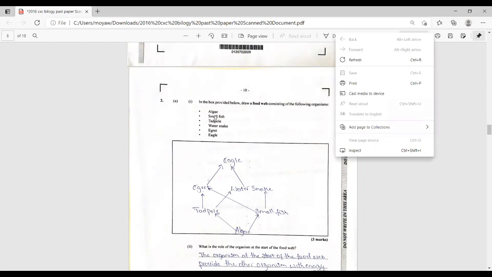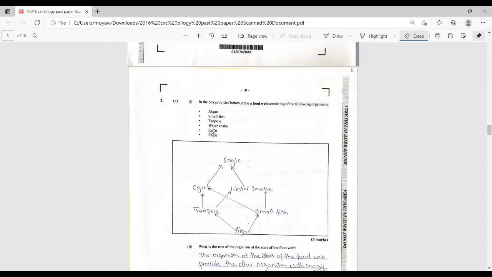So we have the algae, the small fish, the tadpole, the water snake, the egret, and the eagle. The only organism here that can be photosynthetic is the algae. So now I'll have the algae at the bottom, starting my food web. And then the next thing I normally do is to figure out which organism would be my top carnivore, or the most carnivorous, the predator. This organism should be at the top of my food web, and if you remember the list, it would be the eagle.